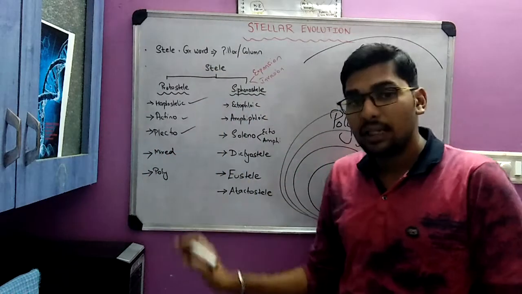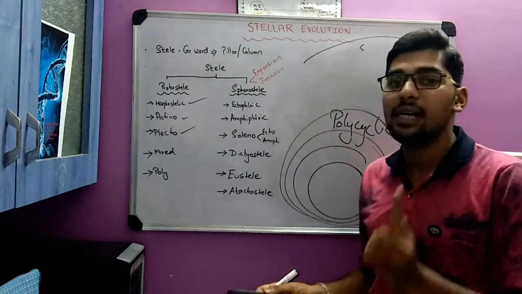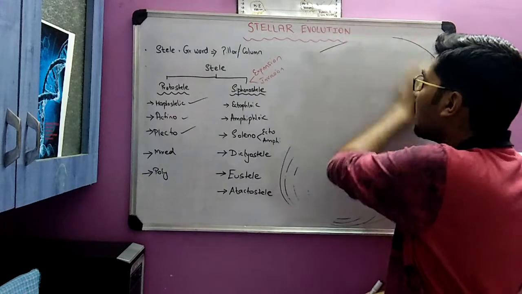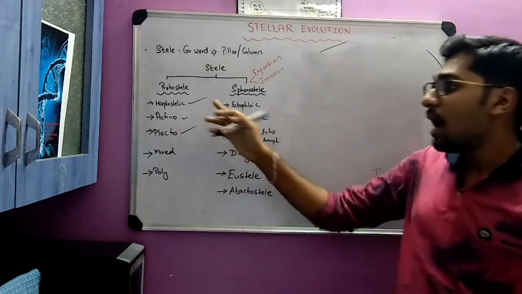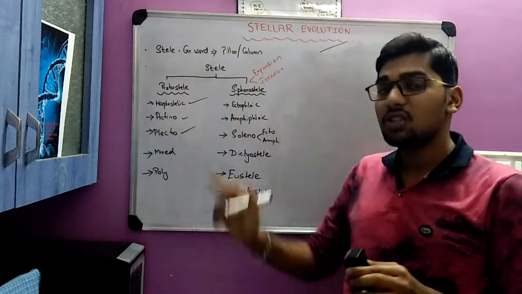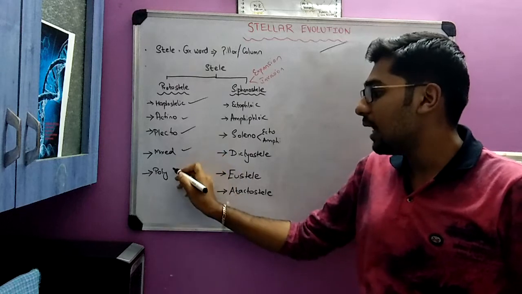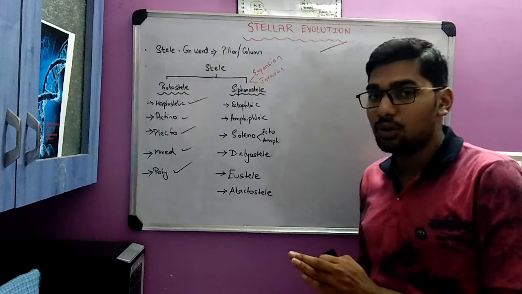So I hope protostele is clear. Protostele is also called non-medulated protostele or non-medulated stele, since the pith is absent. And under that we have 5 types: haplostelic protostele, actinostelic protostele, plectostelic protostele, mixed protostele, and polycyclic protostele. So these are the 5 types under protostele.